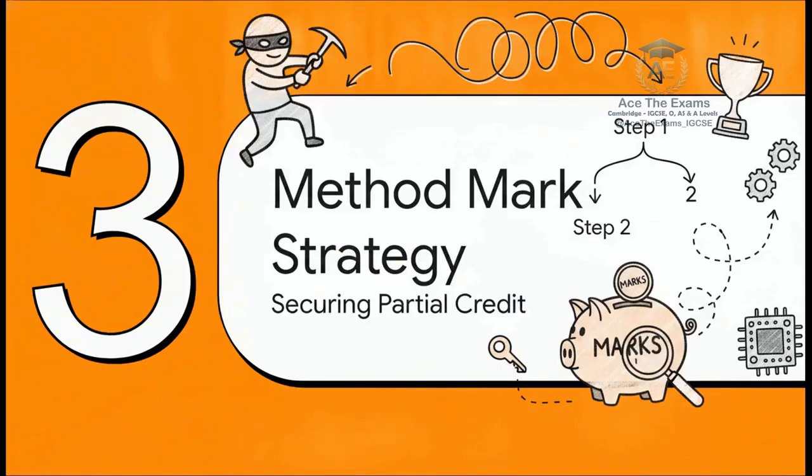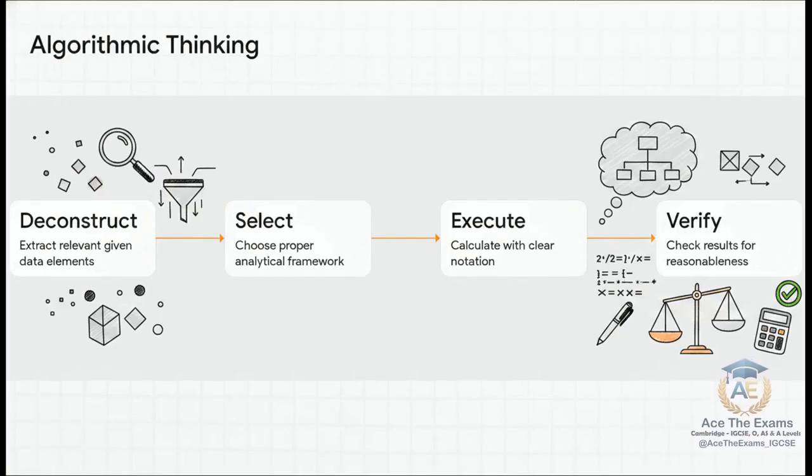All right, welcome to Section 3, the Method Mark Strategy. This is the procedural heist portion of our explainer. We are going to shift gears now and look at exactly how to build a winning, mark-securing answer step by step, even when the math gets incredibly complicated. To build a truly bulletproof process, you need algorithmic thinking. You have to approach it like a machine. Here is your standardized sequence.